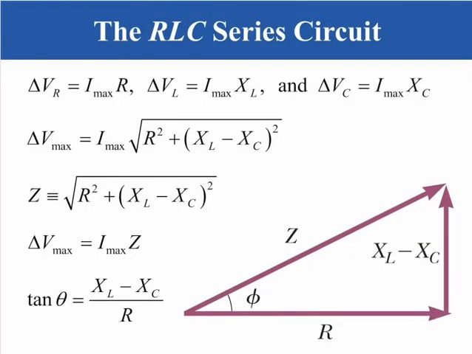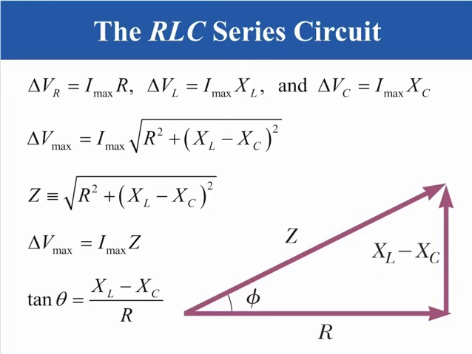Here are the voltages in terms of Ohm's law. We can define the impedance as shown and rewrite our voltage equation in the form of Ohm's law. The impedance and the current in an AC circuit depend on the resistance, the inductance, the capacitance and the frequency.